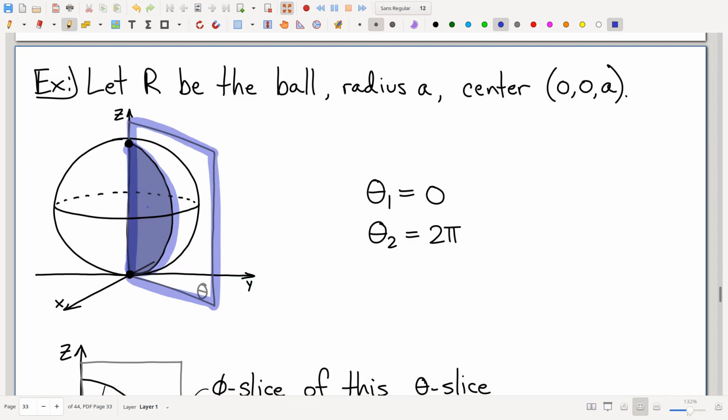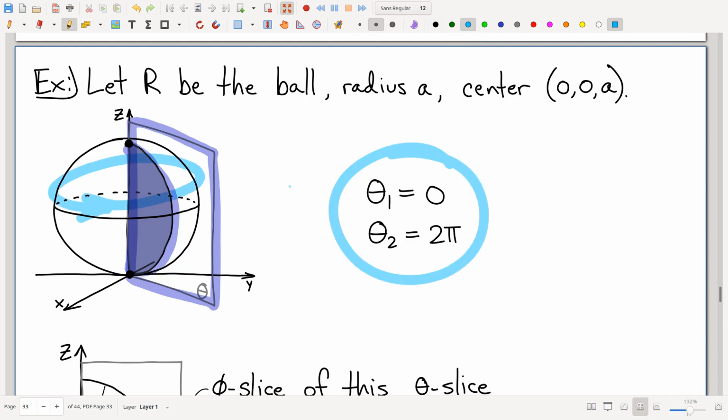And how many of those do we get as we swing around? Well, it goes all the way around. So 0 to 2 pi. And we're already making progress. Everybody good?